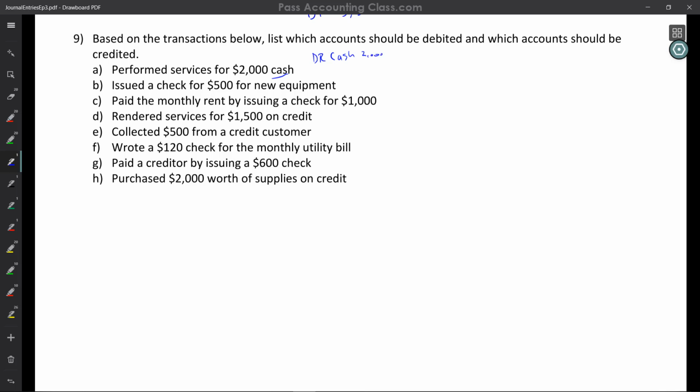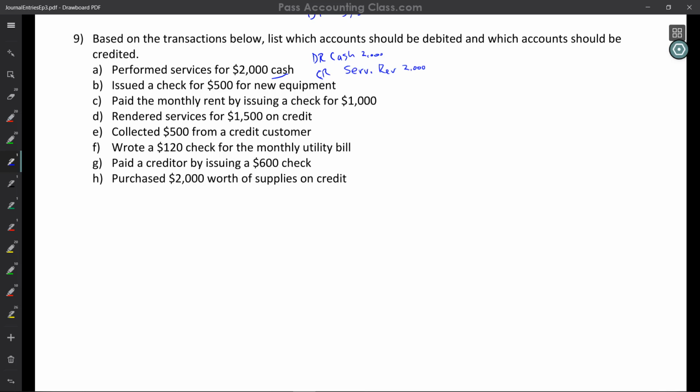And we are going to credit an account service revenue. Service revenue is a revenue account. We increase the balance of a revenue account by crediting it. So we're going to go ahead and credit service revenue for $2,000. So that's what our journal entry would look like.